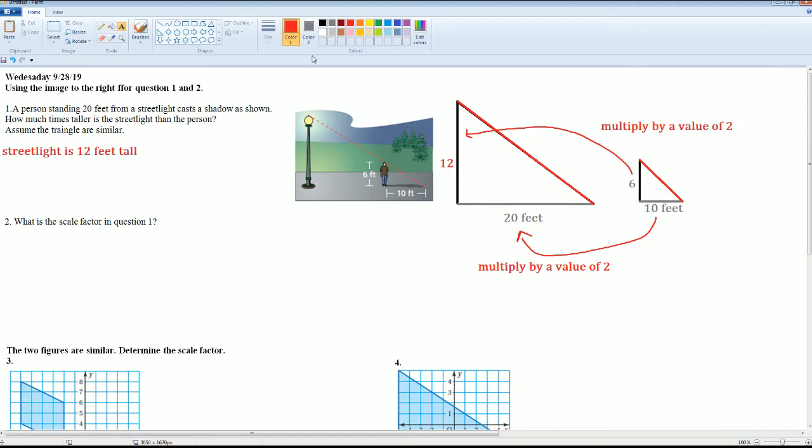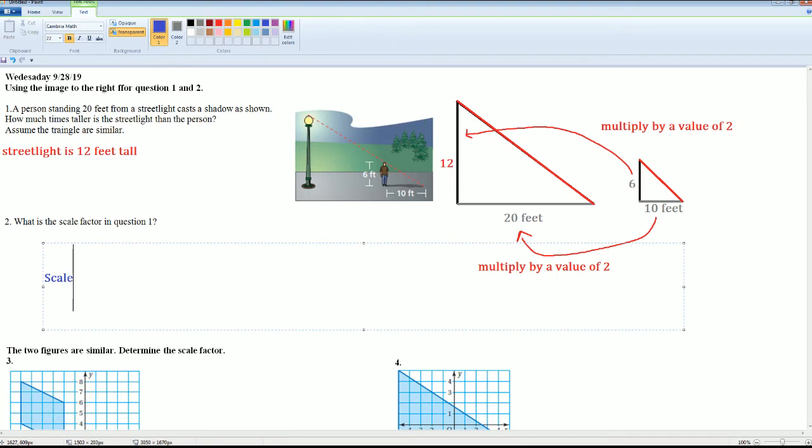So what is the scale factor in question 1? Okay, let's review what a scale factor is. By definition, a scale factor is a value that is multiplied to one shape to get another shape. Okay?